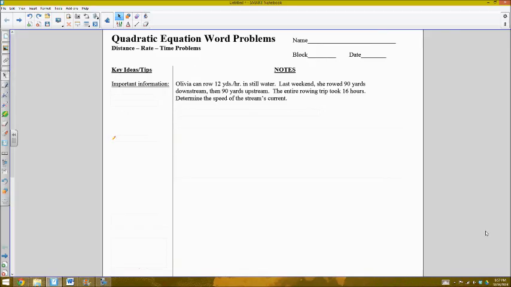Quadratic equations can show up in a lot of different ways. Not only do we see it in the position equation in physics, but we can also see it in practical applications when we're trying to discern a piece of information. Here we're going to see a specific type of quadratic equation word problem, which shows up often, the distance rate time problem. So take a look at what the word problem says.